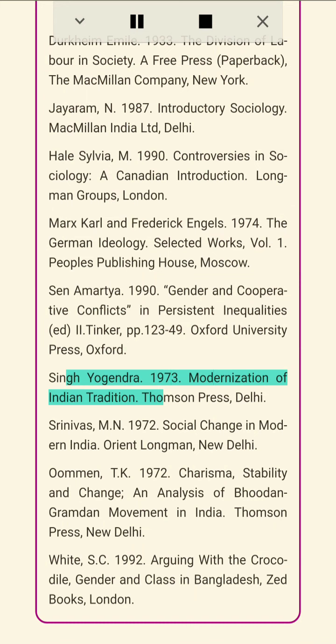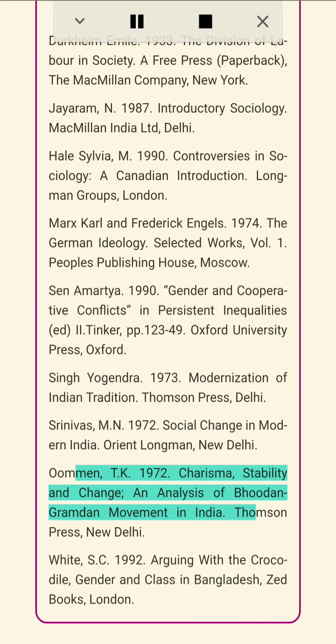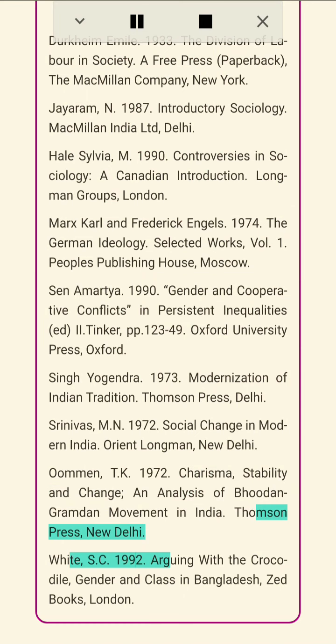Singh, Yogendra. 1973. Modernization of Indian Tradition. Thomson Press, Delhi. Srinivas, M.N. 1972. Social Change in Modern India. Orient Longman, New Delhi. Oommen, T.K. 1972. Charisma, Stability and Change: An Analysis of Bhoodan-Gramdan Movement in India. Thomson Press, New Delhi. White, S.